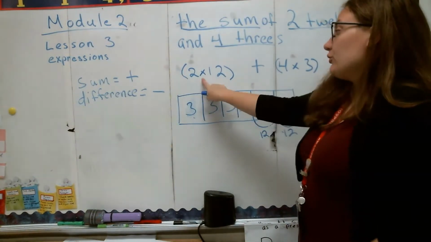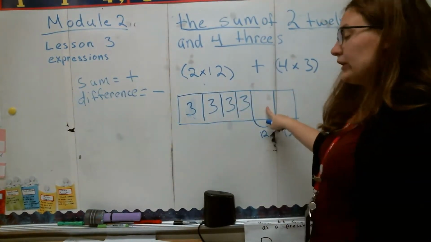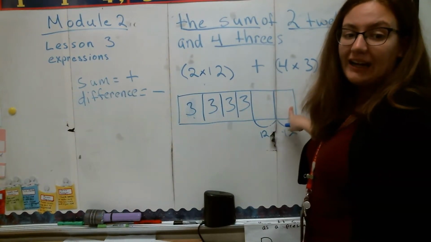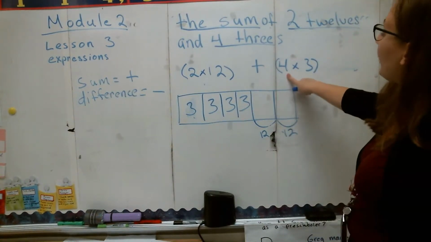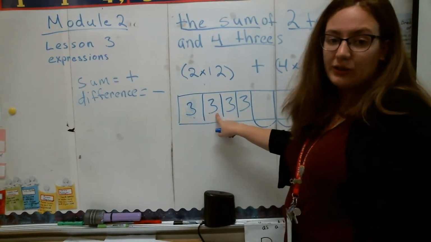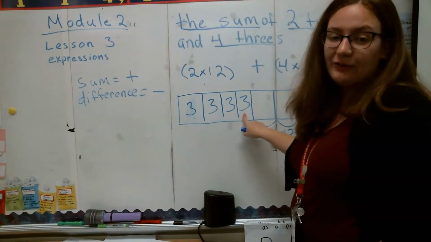First, I have my two groups of 12. So this is one group, I labeled it as 12. This is my second group, I also labeled that as 12. Then finally, I have four groups of 3, so then I labeled one group 3, two groups 3, three groups 3, and four groups 3.